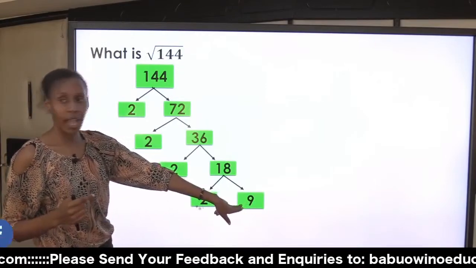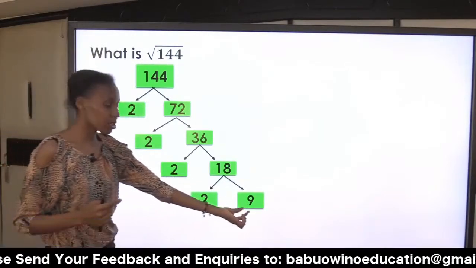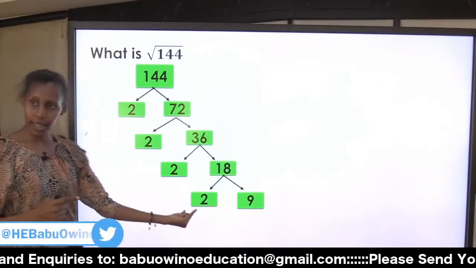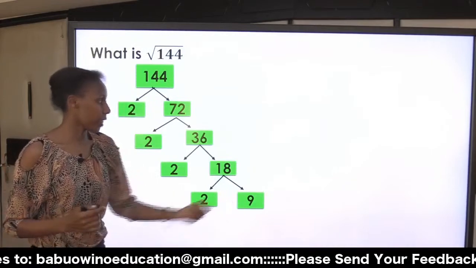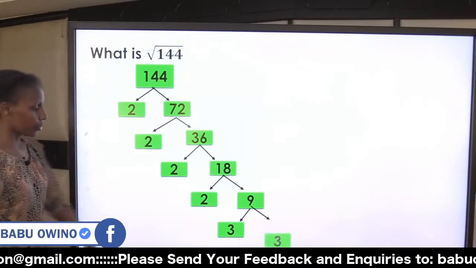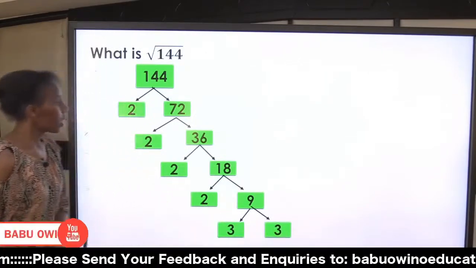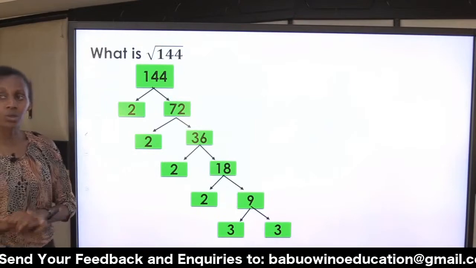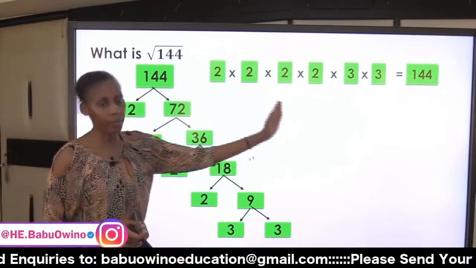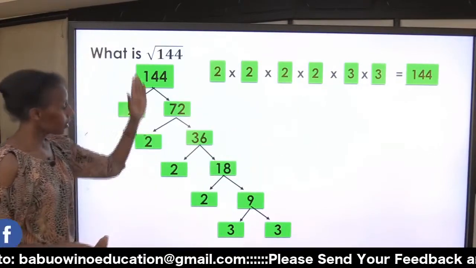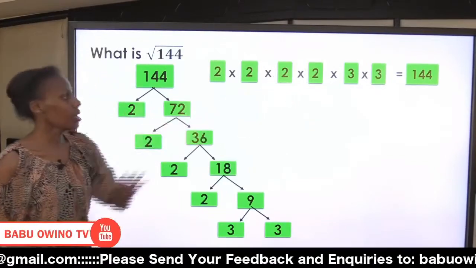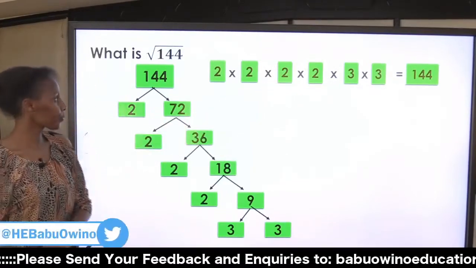So now here, we have to think further. Because 9 is not an even number, then I have to think of another prime number which is bigger than 2 that can divide 9, and that prime number is 3. So when I divide by 3, I get 3. I'm done with factorizing. So what do I do next? I express my number as a product of the prime factors. So I have 2 times 2 times 2 times 2 times 3 times 3 to get 144.